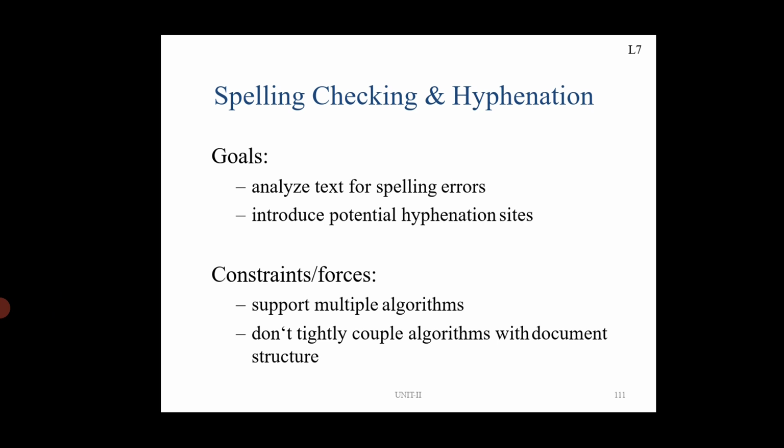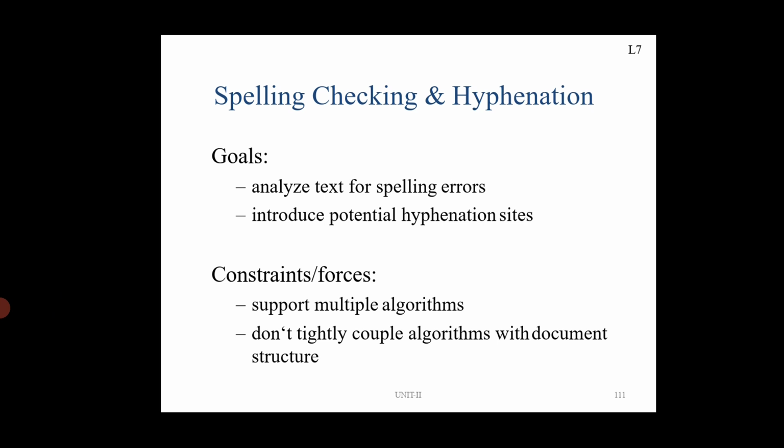The main goal here is to analyze a text for spelling errors. The last design problem involves textual analysis, and specifically we need to check for misspellings and introduce hyphenation points, which we study for good formatting, that is, a good layout and a good reference for the page layout. We need to introduce potential hyphenation sites. This is the main goal of spelling checking and hyphenation.